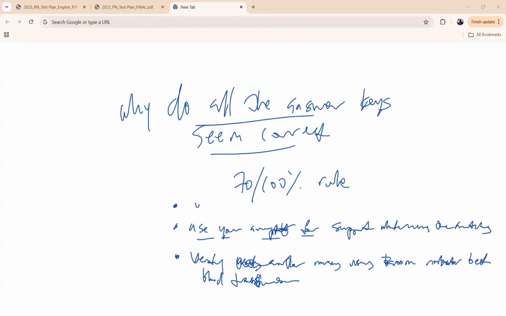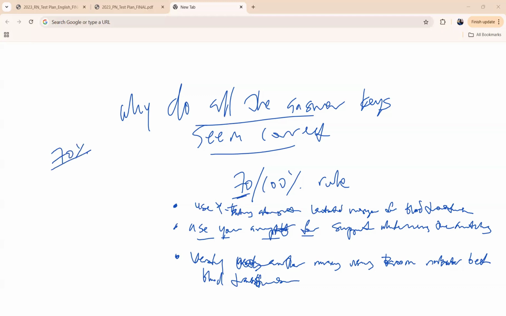Let me add another one. Use Y tubing along with lactated ringers for blood transfusion. Let's just work on these three. Now, the NCLEX can write your answer key so that 70% of it is correct.